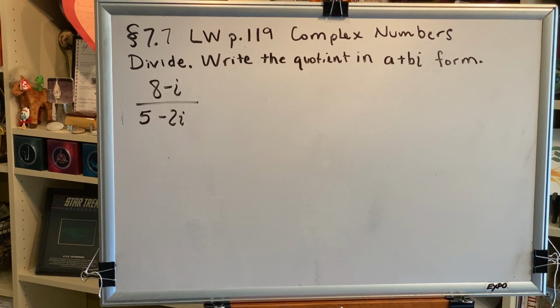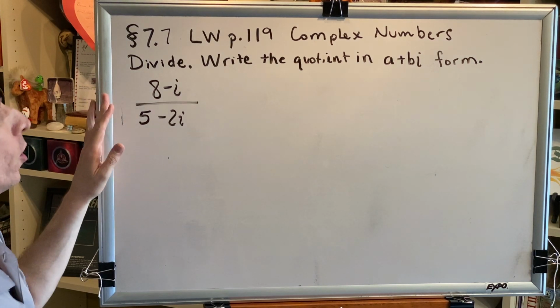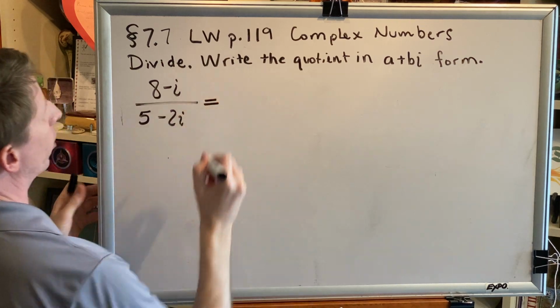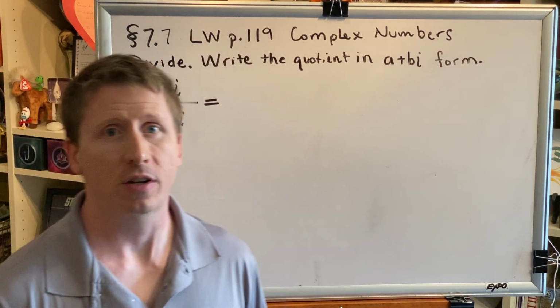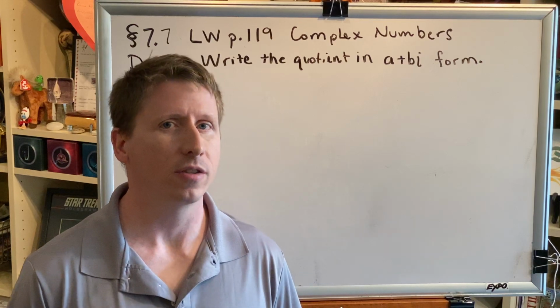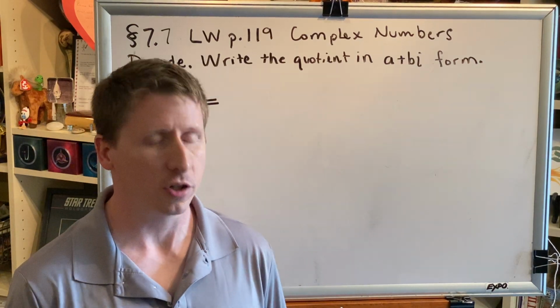We continue learning workbook page 119 with some problems. Divide. Write the quotient in a plus bi form. All right, this is going to feel very similar to the skill we learned at the end of section 7.5 when we were working on rationalizing denominators that contain two terms using a conjugate.